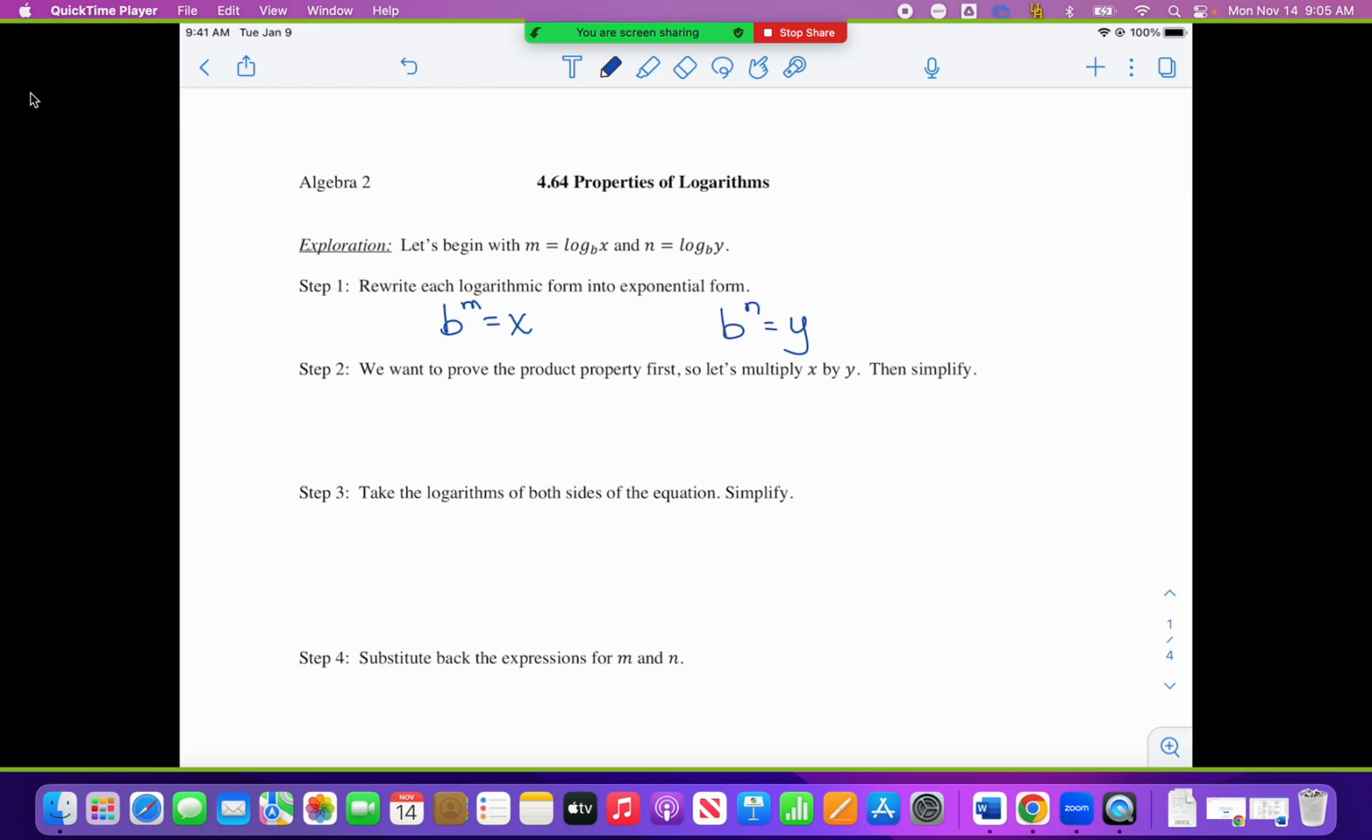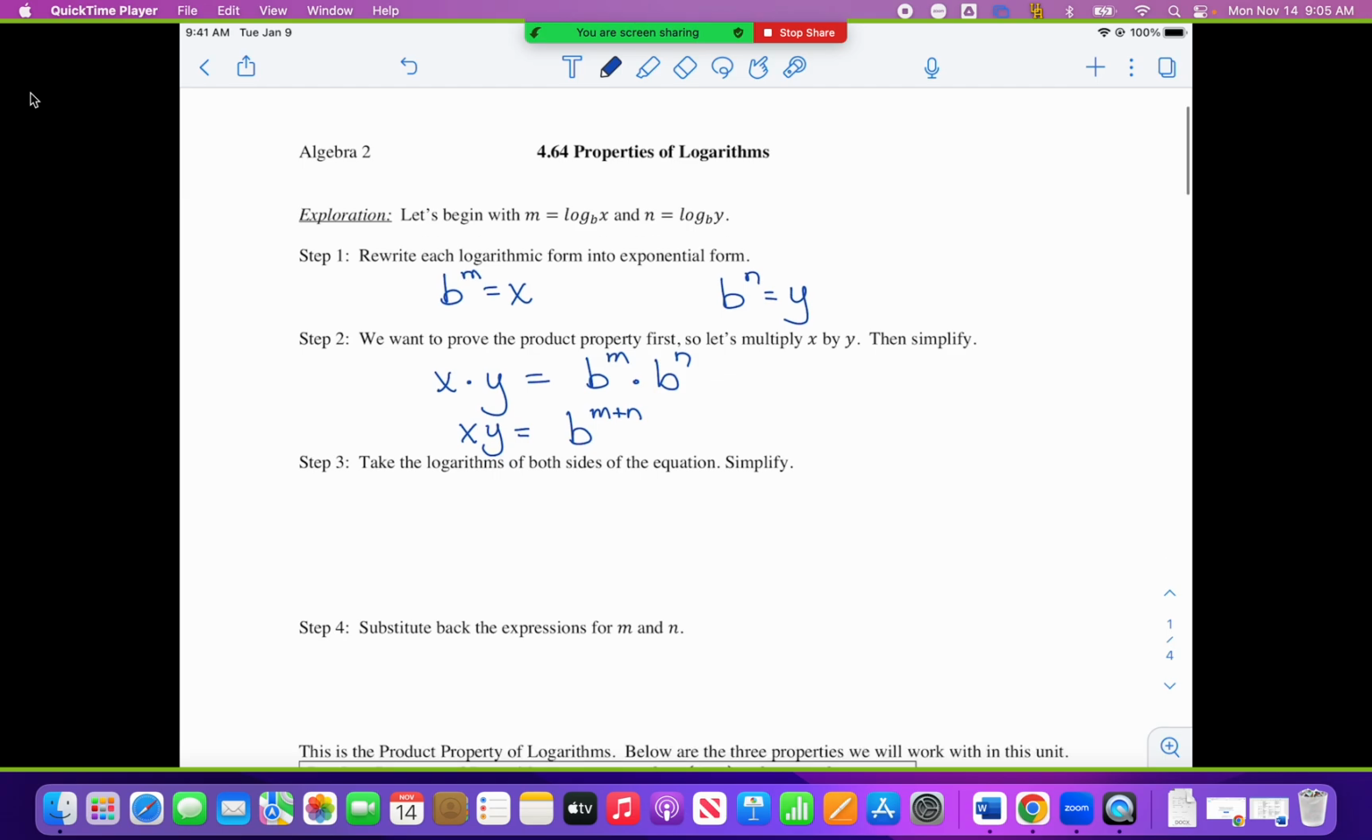Now, we want to prove what's called the product property. So if we take x times y, that's going to be b to the m times b to the n. Let's think back. What do you do to the exponents? You add them, right? So that's b to the m plus n power. Now watch this. This is so cool. I'm going to take the log of both sides, and I'm going to do it base b.